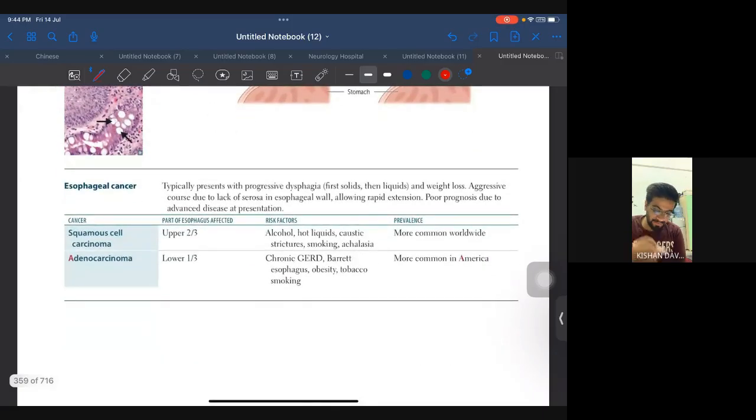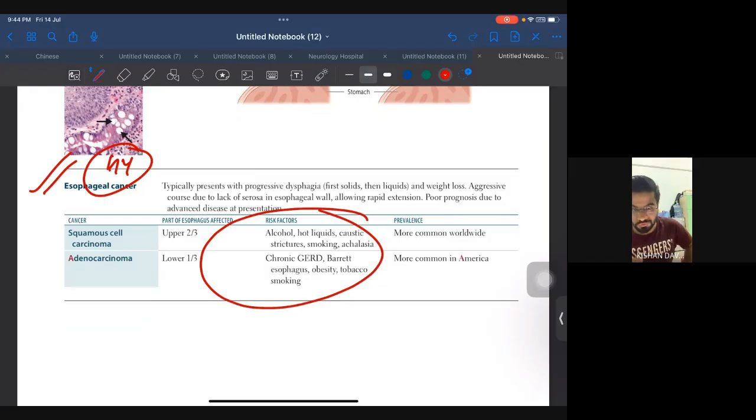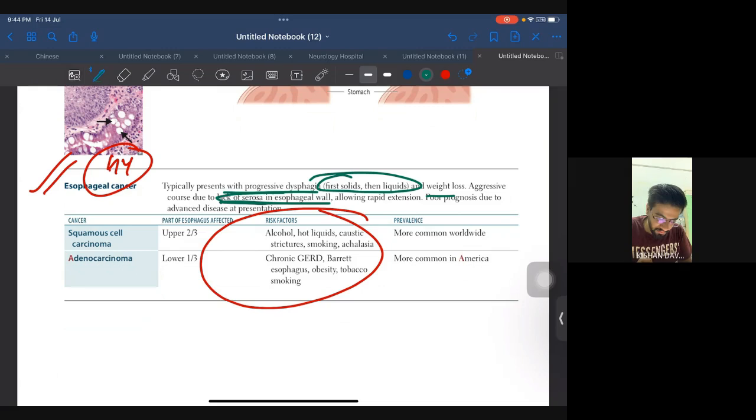Now coming over here, esophageal cancer, another very high yield topic. Here they won't ask you how it occurs. They will ask you about the risk factors, and that is what is going to confuse you. So let's see what they are saying. Typically it presents with progressive dysphagia, first to solids and then liquids, and weight loss. It is aggressive due to lack of serosa in the esophageal wall. In the esophagus there is no serosa, allowing rapid extension. Poor prognosis due to advanced disease at presentation. This all is okay. The symptoms are going to be simple: regurgitation, GERD, pain, and all that.